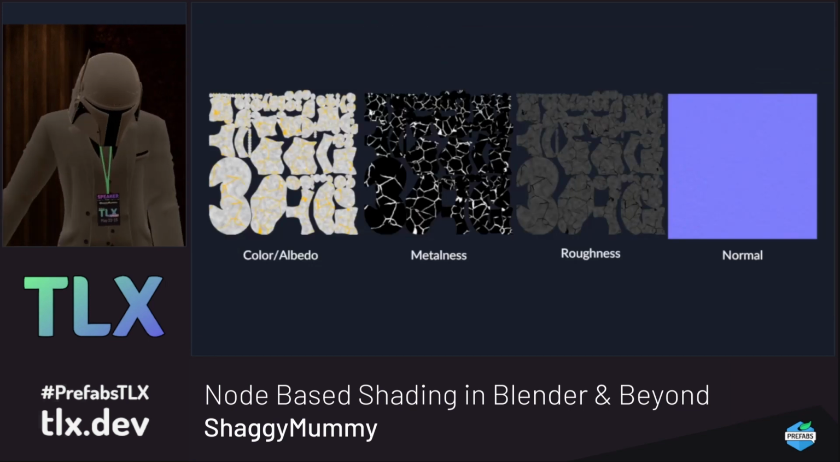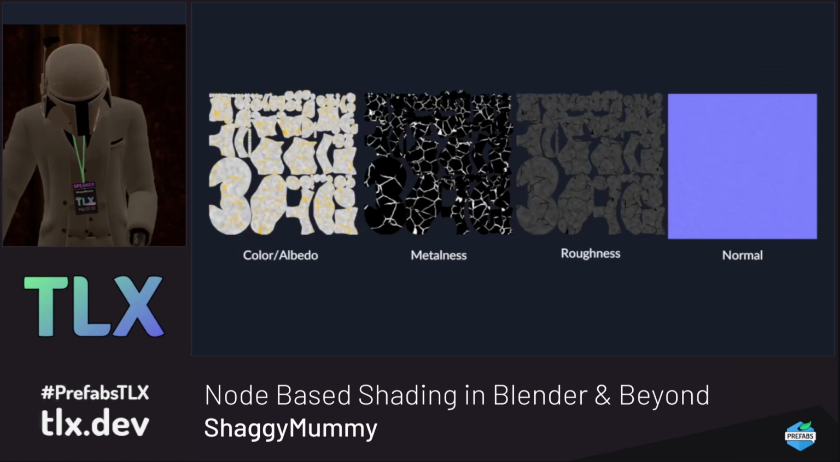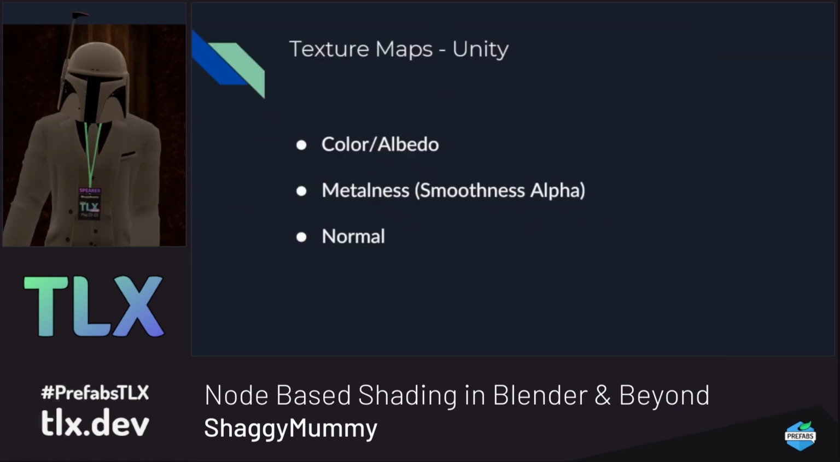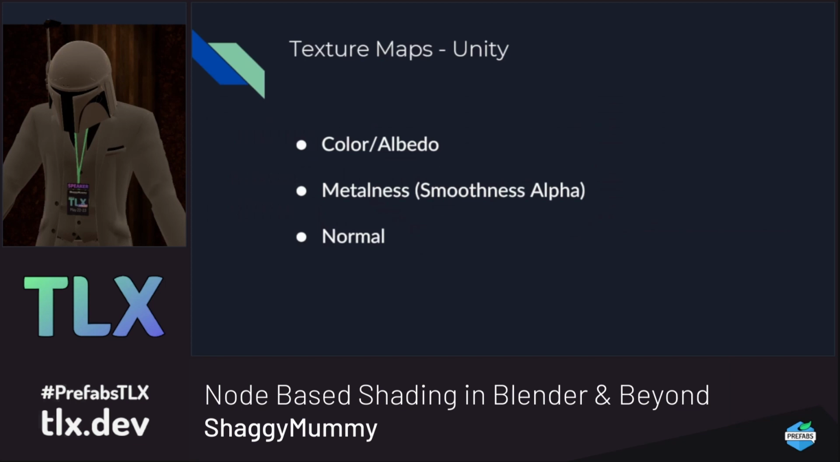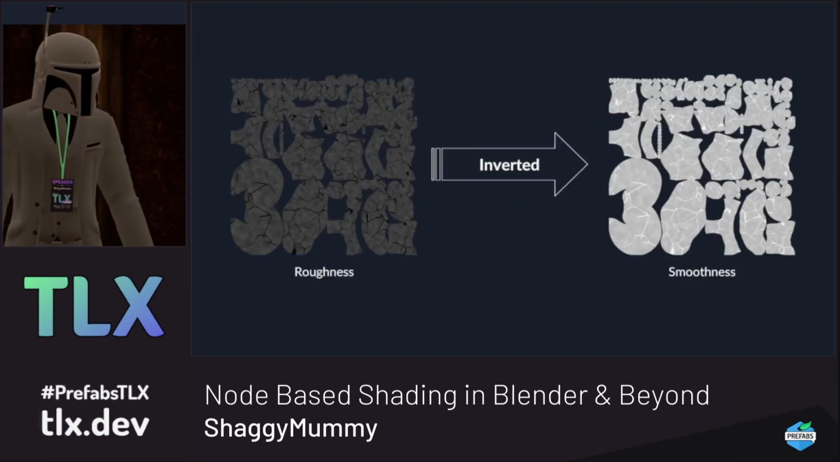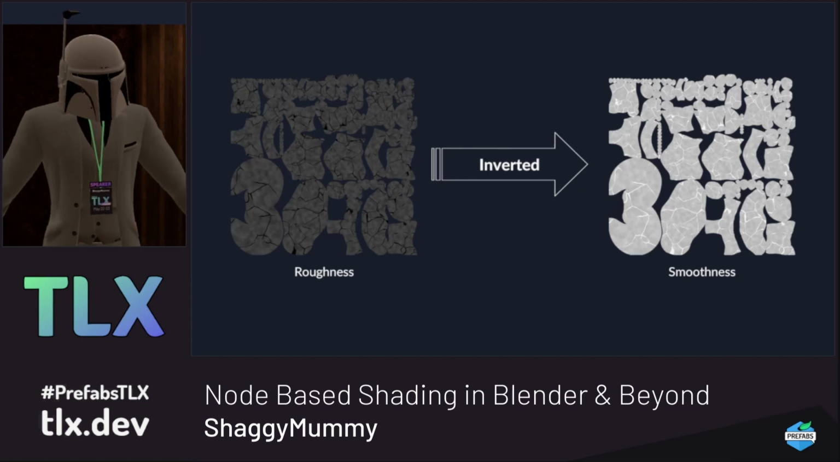All right, so now we have our 4 texture maps. We have color albedo, metalness, roughness, and normal. But if you remember, Unity only wants 3 texture maps. So what do? Well, firstly, we have a roughness map, but we need a smoothness map. So how do we do that?